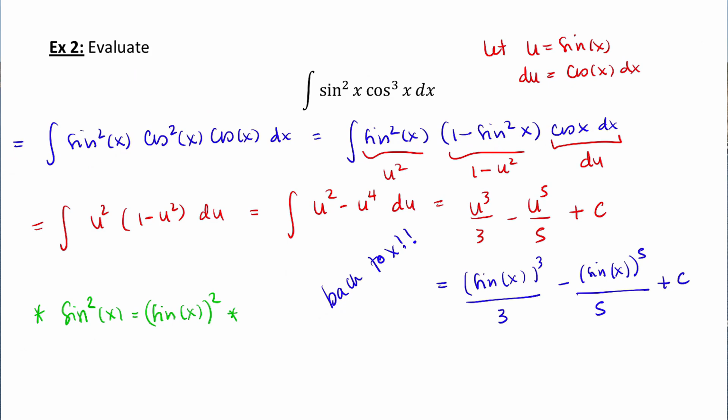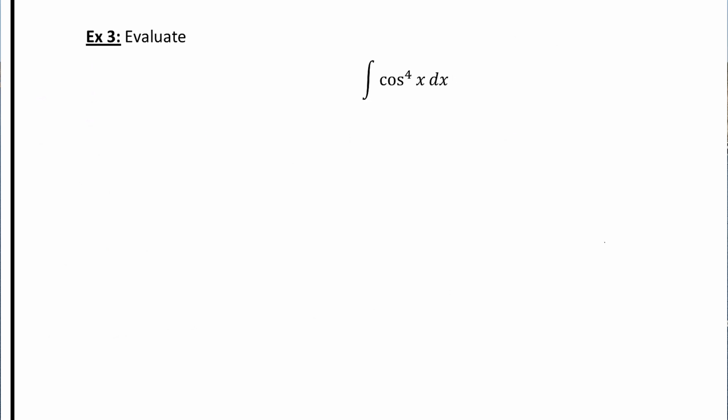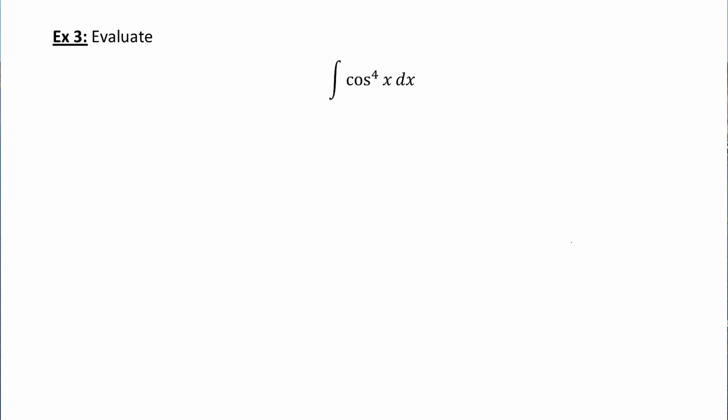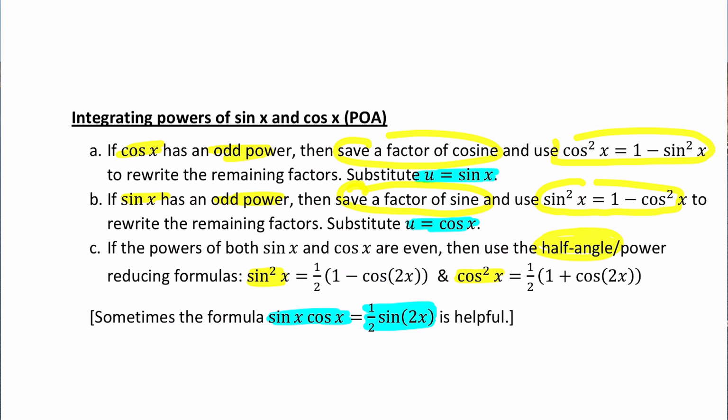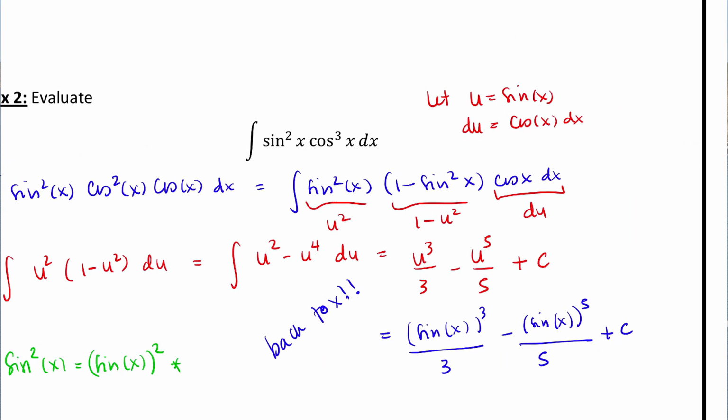Awesome. So let's do another. Let's do one more example, and then that'll be it. Example number 3, we have to find the integral of cosine to the 4th of x. Again, go back to the plan of attack. If the powers are even, then use the fact that cosine squared is equal to 1/2 times 1 plus cosine of 2x. So let's try that.